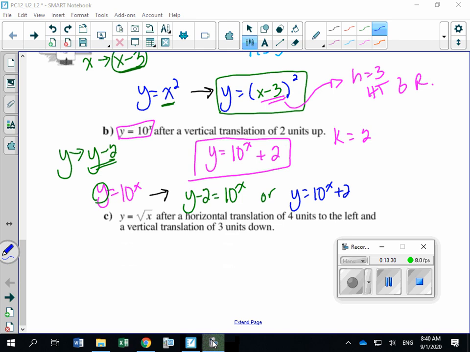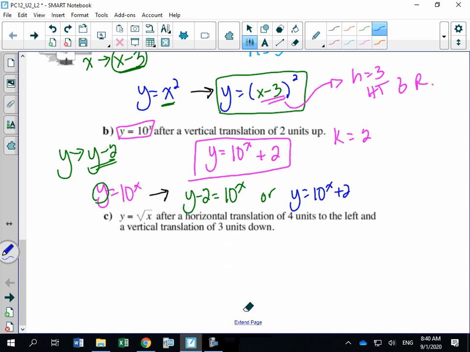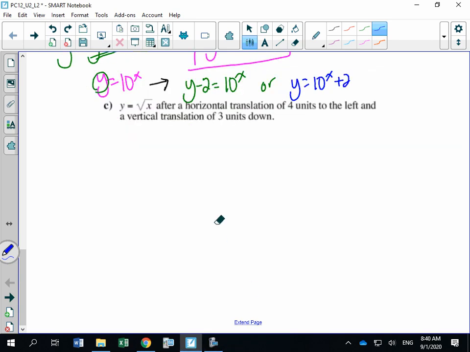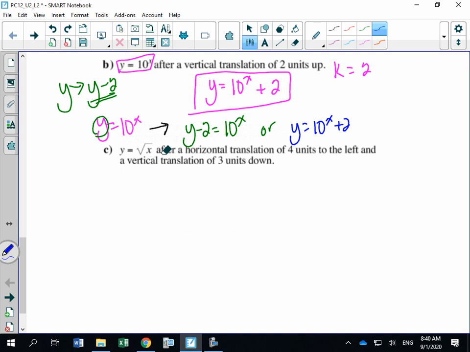Okay, let's look at C. Y is equal to, so we're getting a radical function. Y is equal to the square root of x. Two things they want to happen. So the two translations, they want a horizontal translation of 4 units to the left. So h is equal to -4, okay? That is an x replacement. X is going to be replaced with x plus 4. So let's take care of this one first.